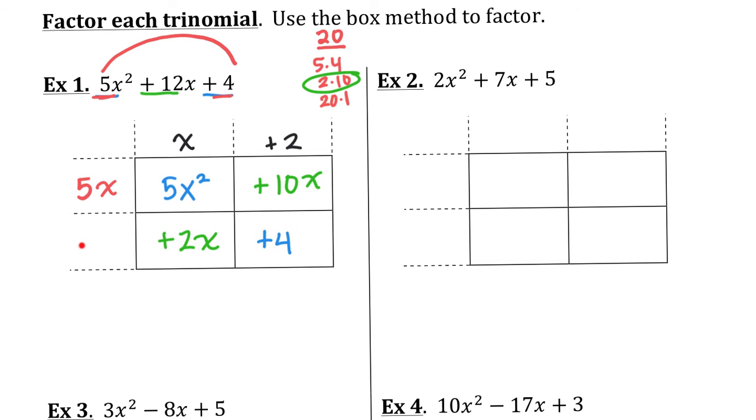Okay, I'm going to keep going to figure out the missing things. Okay, let's see. What goes here? I know that this times this gave me positive 2x. So if this is x, this must be a positive 2. Okay, now I have all the information I need, but I'm going to check just to make sure I got it right. If I do 2 times 2, I do get 4. So I think I got it right.